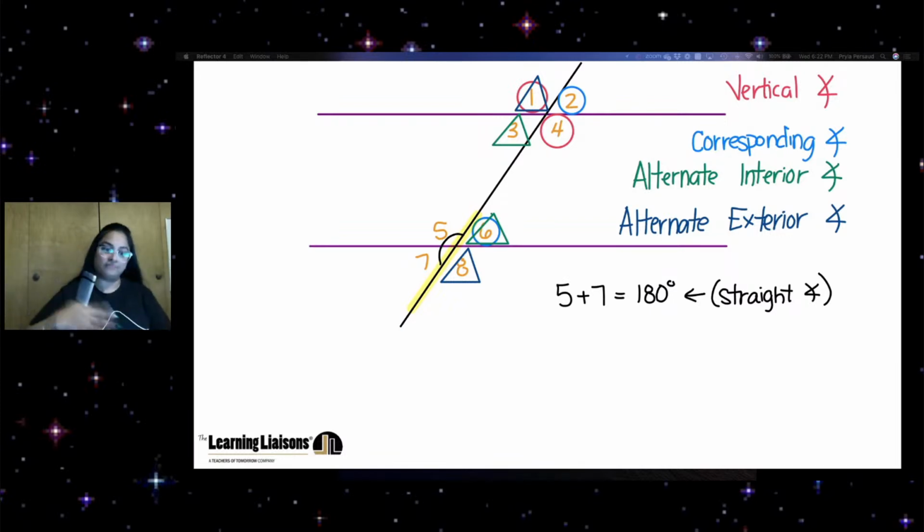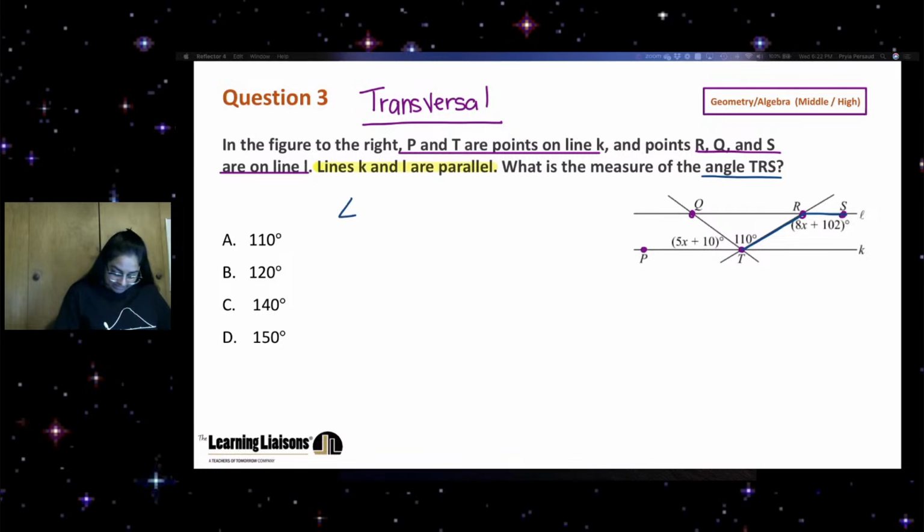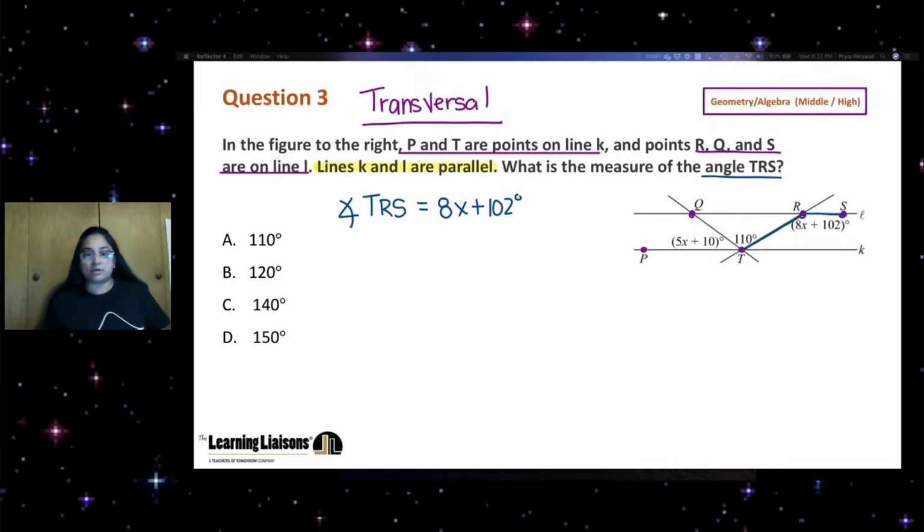So now that we've gone off and we're going to go back to the problem, let's figure out what's going on. They want to know the measure of angle TRS. So we look at TRS and we go, okay, well, let's go to angle TRS. T, R, and then S. Well, I know right now TRS is equal to 8x plus 102 degrees. Now, based on what we just learned, can somebody go ahead and please tell me what that angle measurement is?